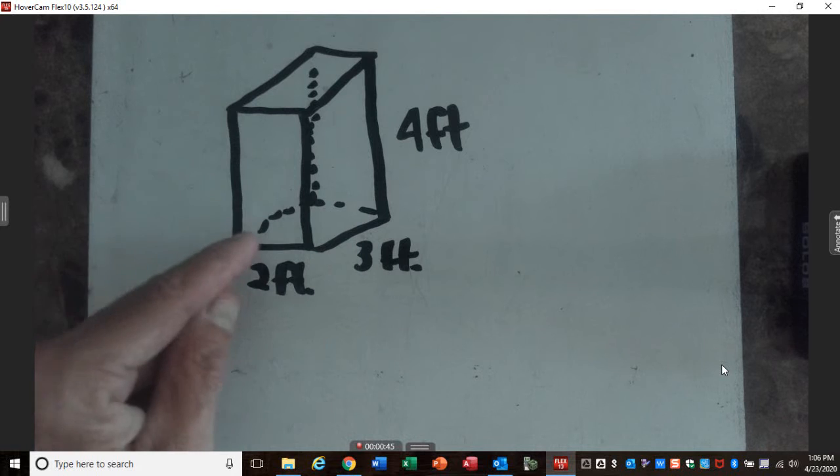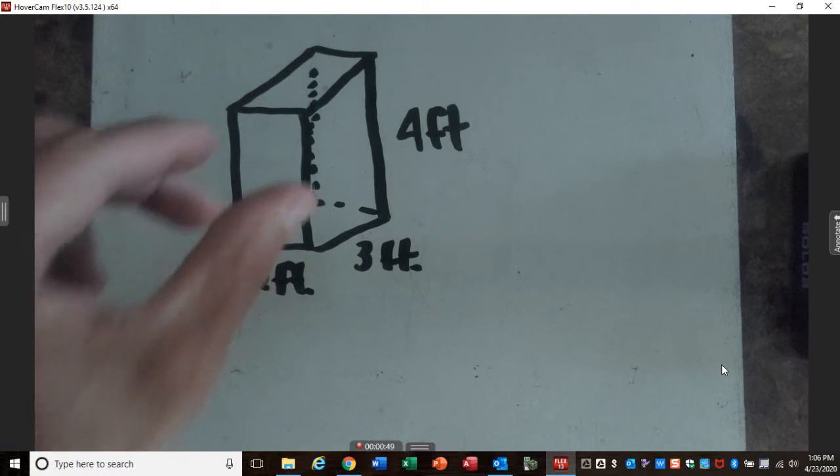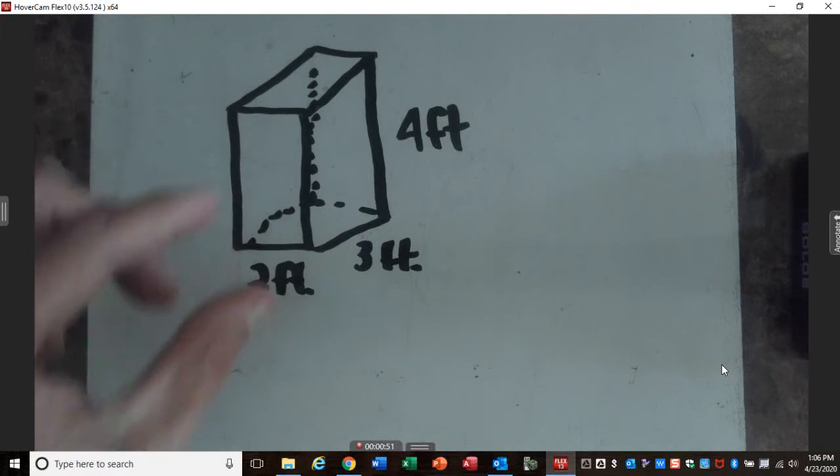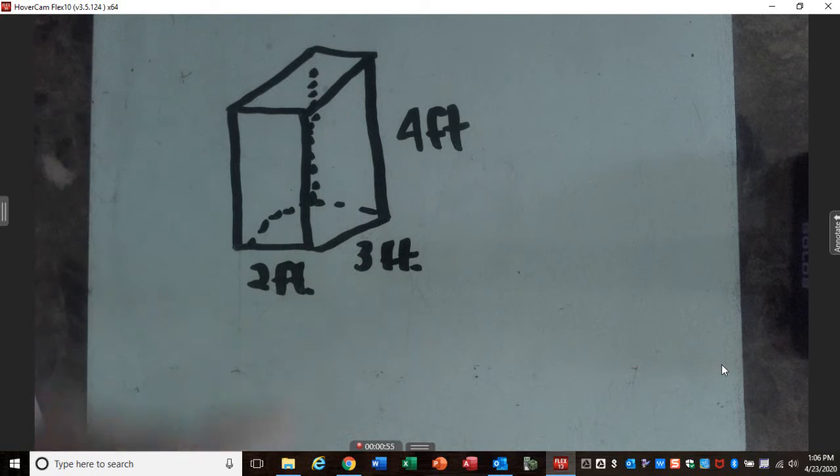If I just drew a rectangle, that would be a two-dimensional figure. You can't pick it up. You can't turn it. You're only looking at one of the faces. Now, a solid is something you can really pick up and see. In class, I would have a solid for you to pick up and look at and measure, but unfortunately with the video, we really can't do that.